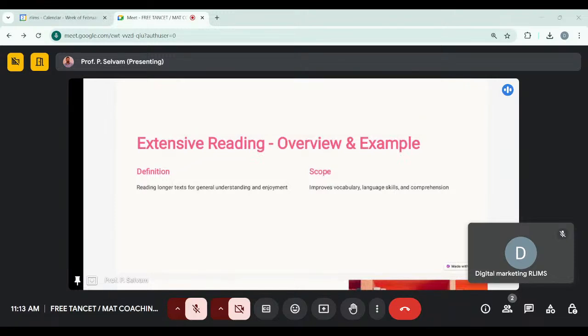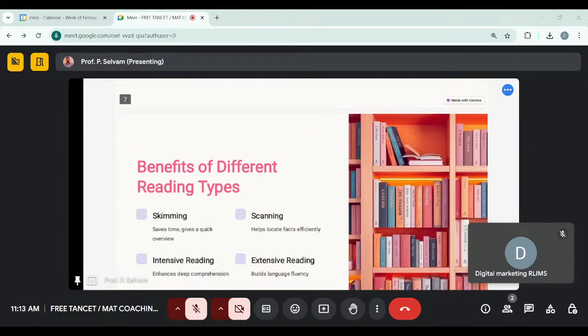Now, this extensive reading is all about reading longer passages for general understanding and enjoyment. And this will help you improve your vocabulary, language skills, and comprehension.